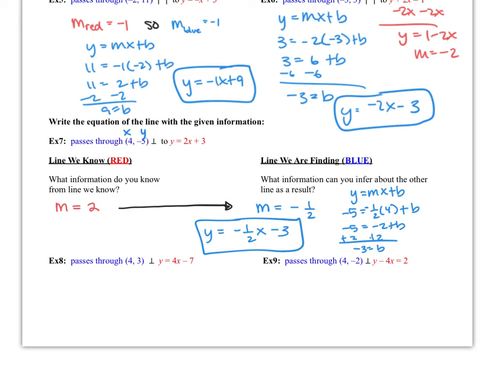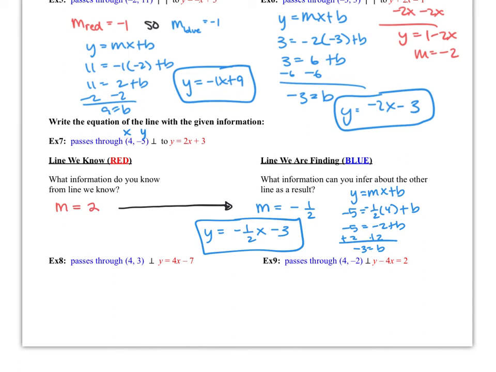One thing I like about the color coding is that it's important not just to use this slope at the end, but to use it throughout this entire blue equation. Some people accidentally use the number 2 here, but if it was the number 2, that would have been the red slope. So I like using color in that way to differentiate between the two lines.